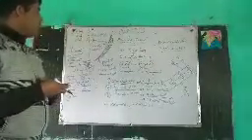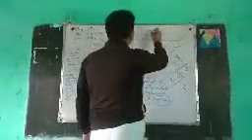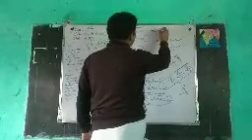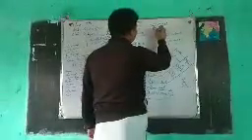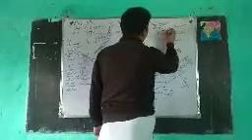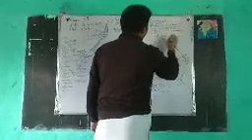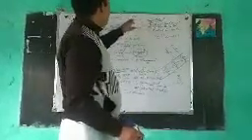Next is the cardiac muscle, cardiac muscular tissue. The cardiac muscular tissue is found in the heart. What does it do in the heart? It does rhythmic contraction and relaxation. The pumping action of the heart takes place with the help of this cardiac muscle. Due to this, blood transport takes place.